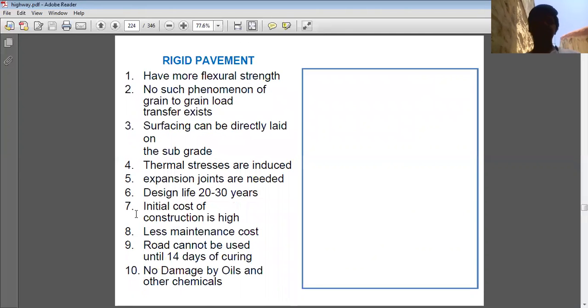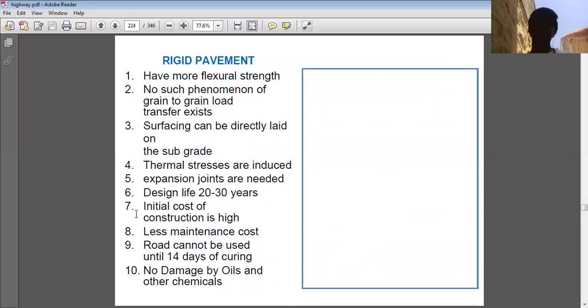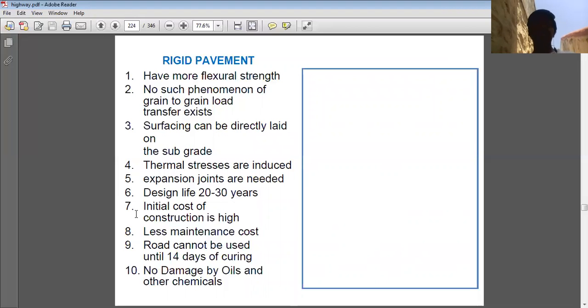Next, rigid pavement. Rigid pavement has more flexural strength. There is no grain to grain load transfer; it is just one layer, and surfacing can be laid directly on the subgrade. Thermal stresses are induced, and expansion joints are needed. Design life is more compared to flexible pavement, 20 to 30 years. Initial cost is high, whereas in flexible pavement it is low. Maintenance cost is very low compared to flexible pavement.